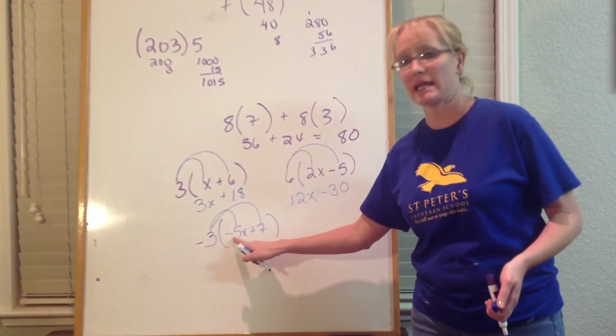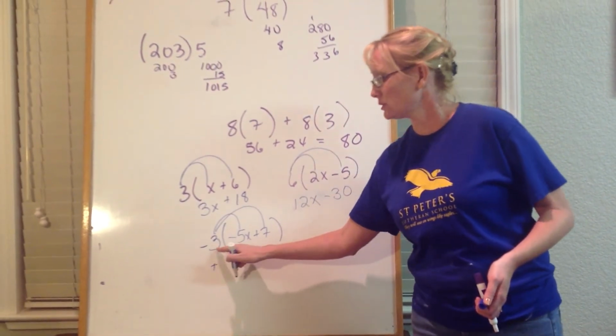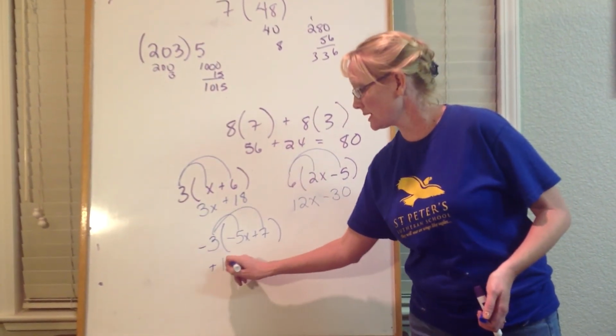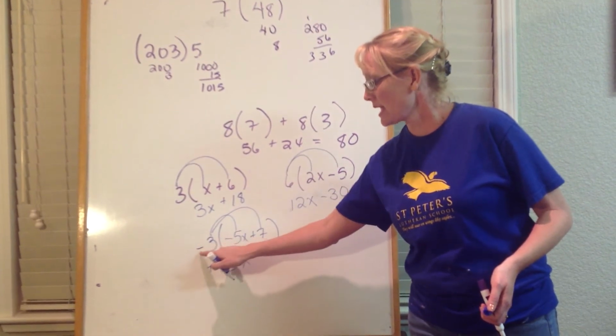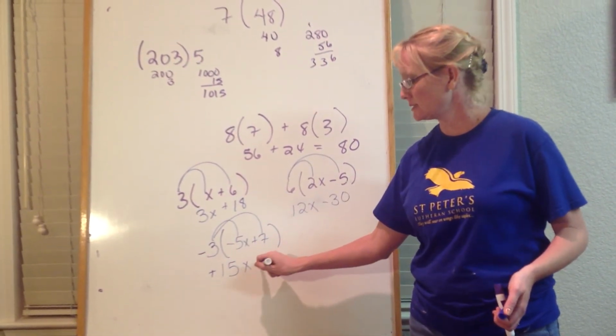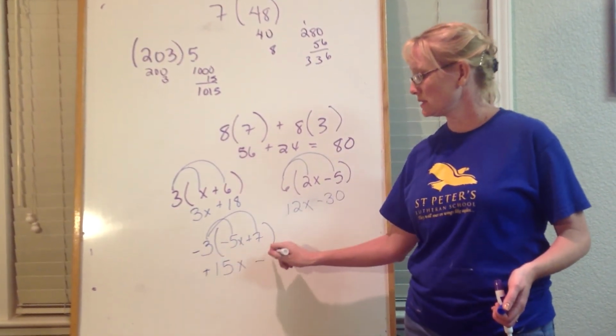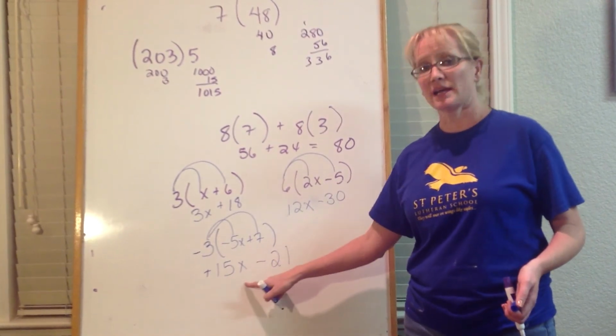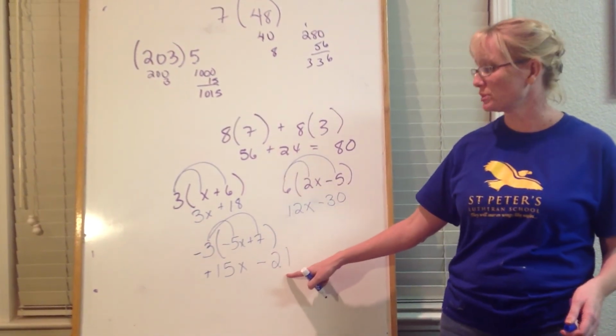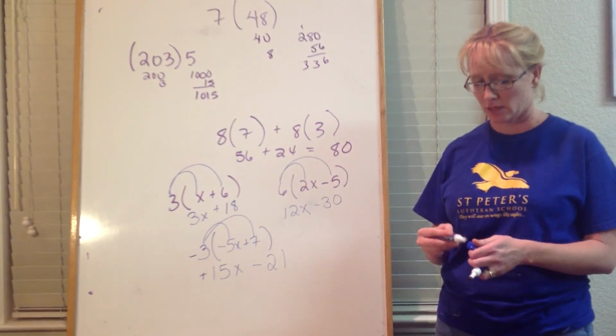So we have negative times a negative, which is a positive. And 3 times 5x's is 15 x's. Negative times a positive is a negative. And 3 times 7 is 21. Can 15 x's take away 21? Nope. So we're all done. Okay, get to work.